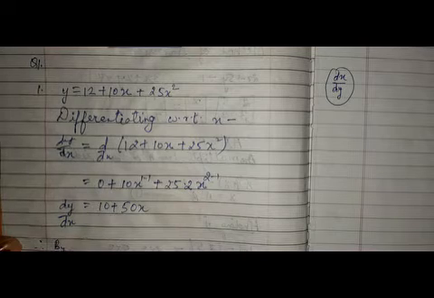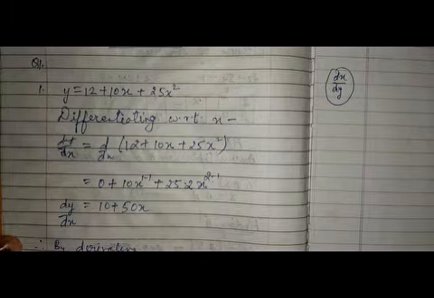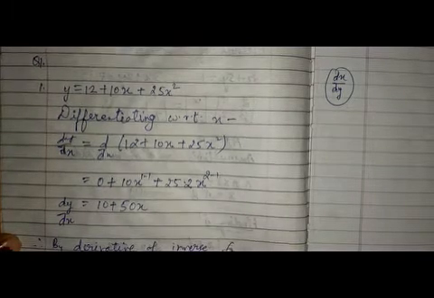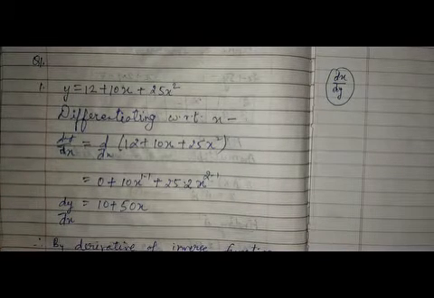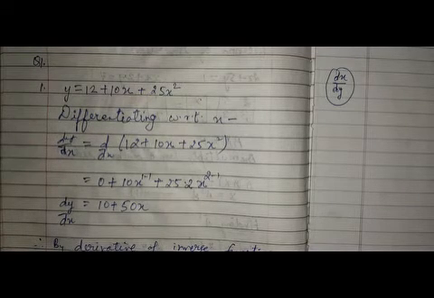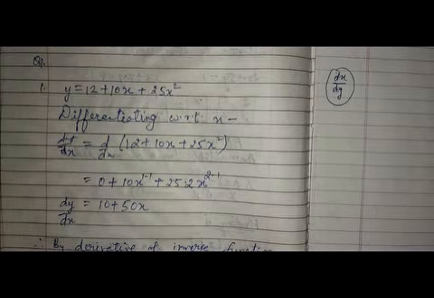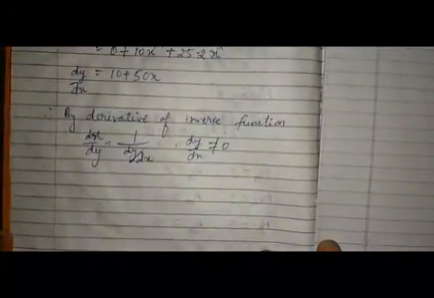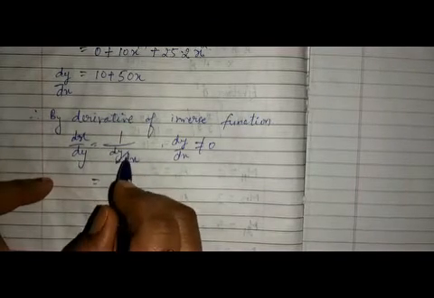Therefore, by the derivative of the inverse function, dx upon dy equals 1 upon dy by dx, where dy by dx is not equal to 0. Since dy by dx is not equal to 0, we write here dx upon dy equals 1 upon dy by dx.